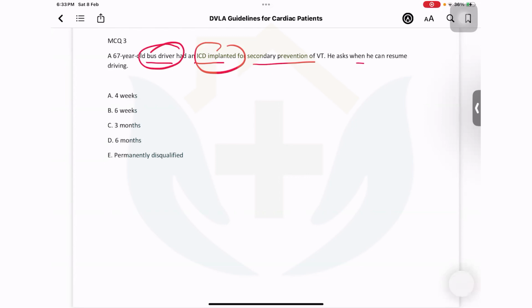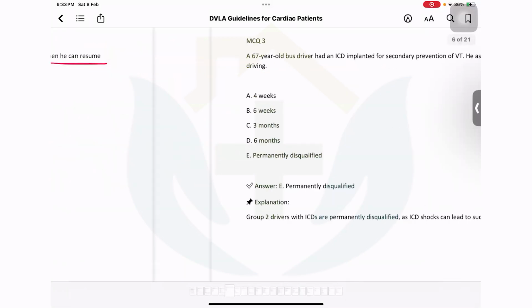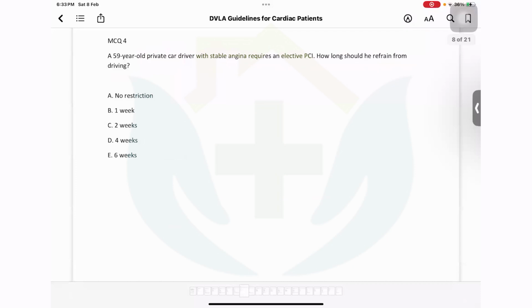He asks when he can resume driving. Yes. Permanently disqualified. Wonderful. So anyone with an ICD, no driving. Chapter closed for them. Because even if he gets a shock, he can black out for a moment, and in that meanwhile, he can fall into a cave.